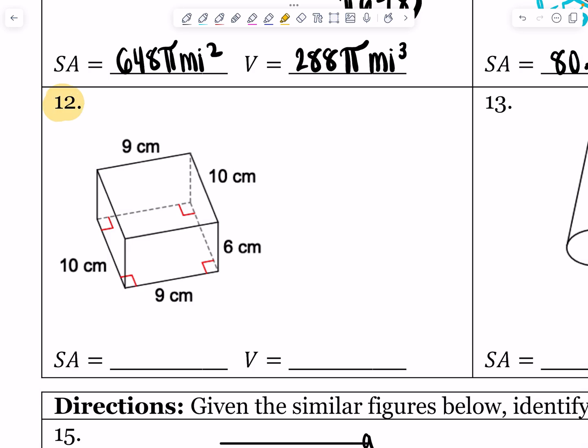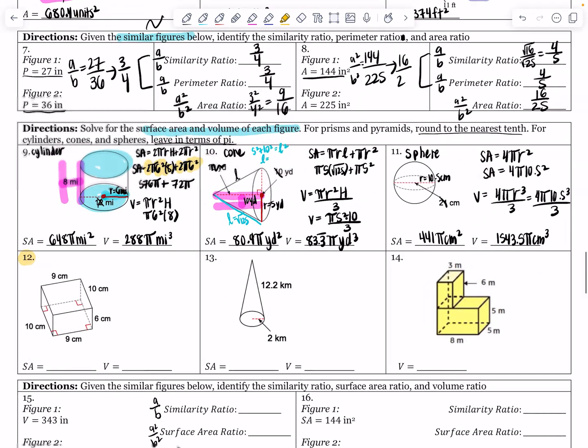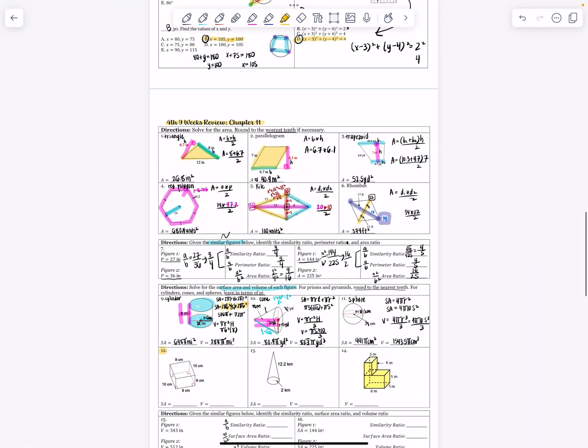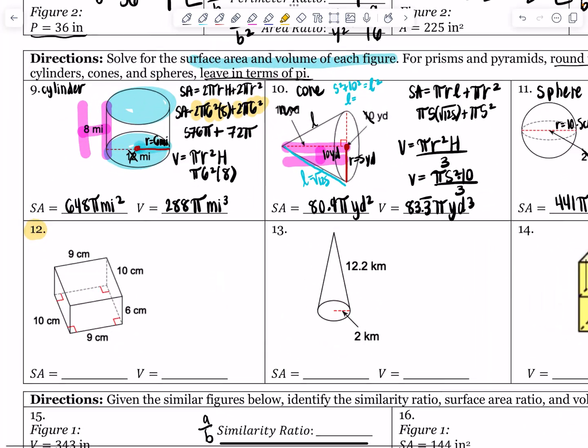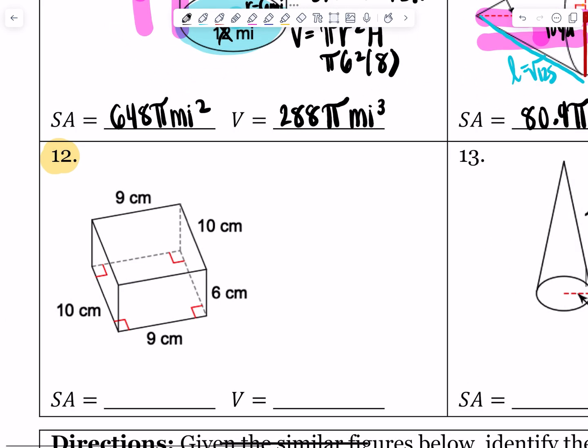All right, y'all, we're starting at number 12. This is the chapter 11 review. So we've already done the top half, which was about area, and we started surface area and volume, and we're going to continue that. I just got a little bit long-winded. So what we're going to do is we're going to go ahead and find this.